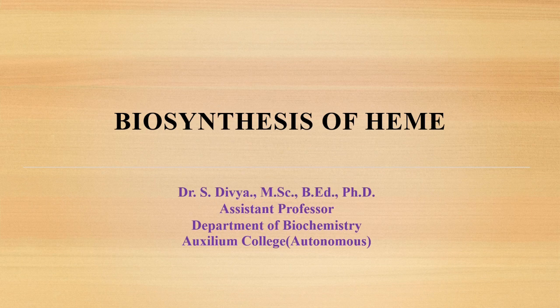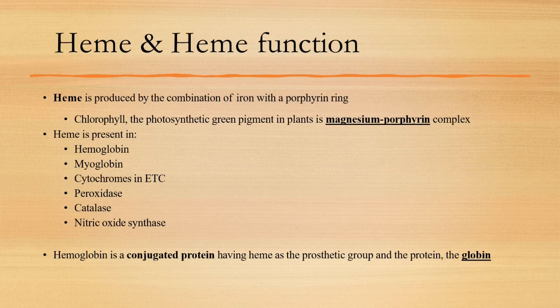Topic for today's discussion is biosynthesis of heme. Heme is produced by the combination of iron with a porphyrin ring. Chlorophyll, the photosynthetic green pigment in plants, is a magnesium porphyrin complex. Heme is present in hemoglobin, myoglobin, cytochromes, peroxidase, catalase, and nitric oxide synthase. Hemoglobin is a conjugated protein having heme as a prosthetic group and the protein globin.